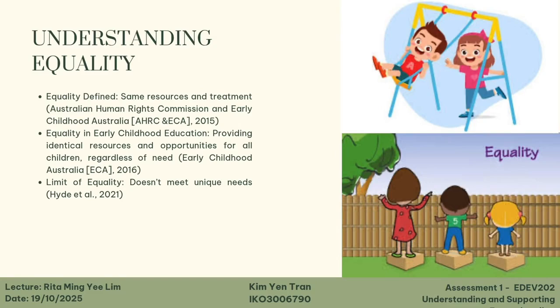The next slide is about understanding equalities. Giving the children equal opportunity and resources to develop and treating them in the same ways is the definition of equalities, HAOC and ECR 2015. In early childhood education, this can range from identical treatment to providing uniform development materials and programs for each child. ECE 2016. However, as children's needs, skills, and situations vary, equal treatment does not always result in the best equitable outcome.